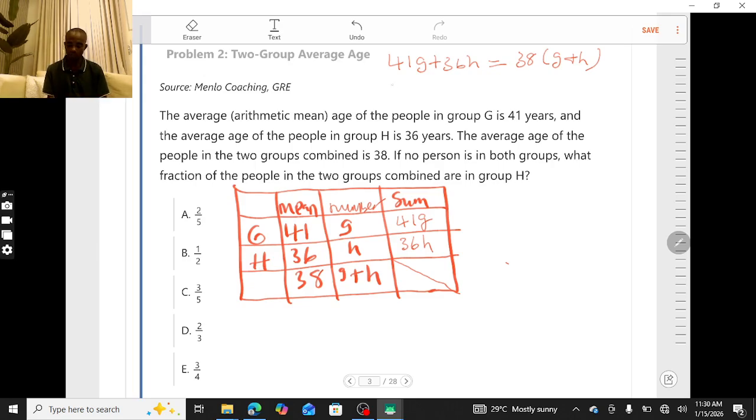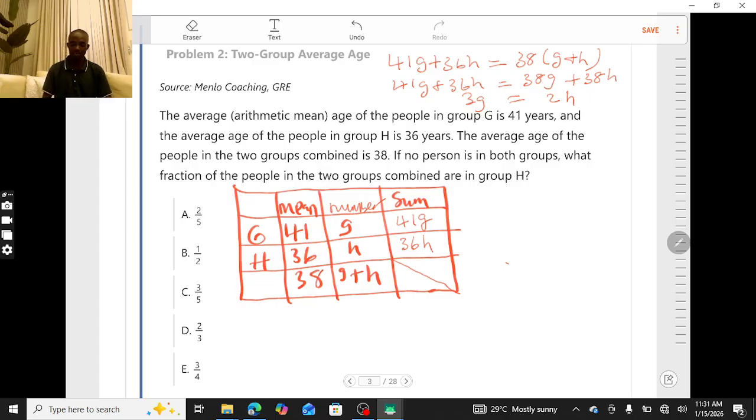Let's open this. This is 41G plus 36H equals what? 38G plus 38H. When we collect like terms, we get what? 41 minus 38 becomes what? 41 minus 38 is 3. That is 3G equals 38H minus 36H. That's true. 2H.